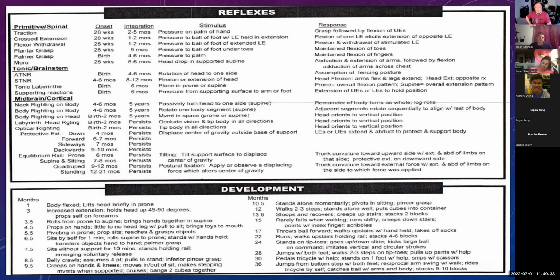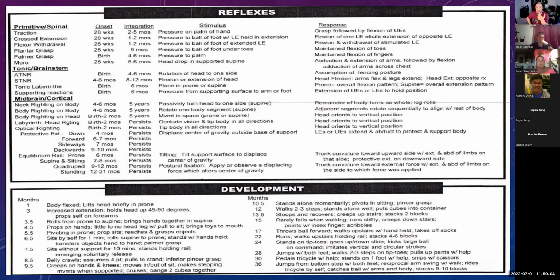So we have our primitive reflexes, we have our tonic reflexes, and we have our midbrain reflexes. And you're like, I don't remember any of that. That's okay. What ones would I remember? Plantar grasp, palmar grasp. Both of those are important for development. That's fine. Got it. And trust me, I know. So plantar grasp, palmar grasp, and Moro. Out of my primitive spinal reflexes, those are the most important.